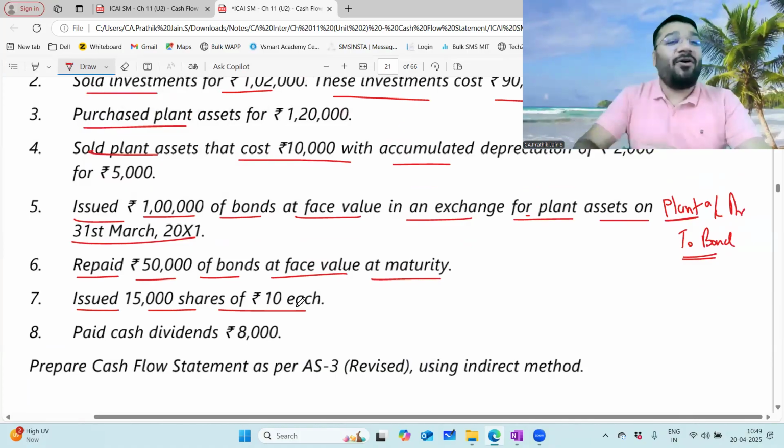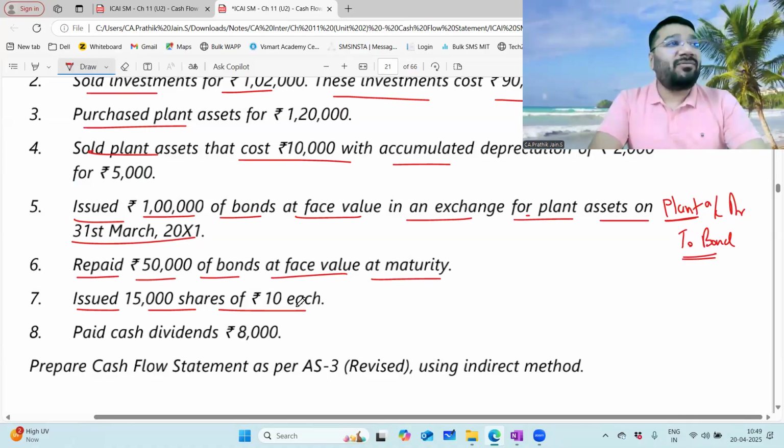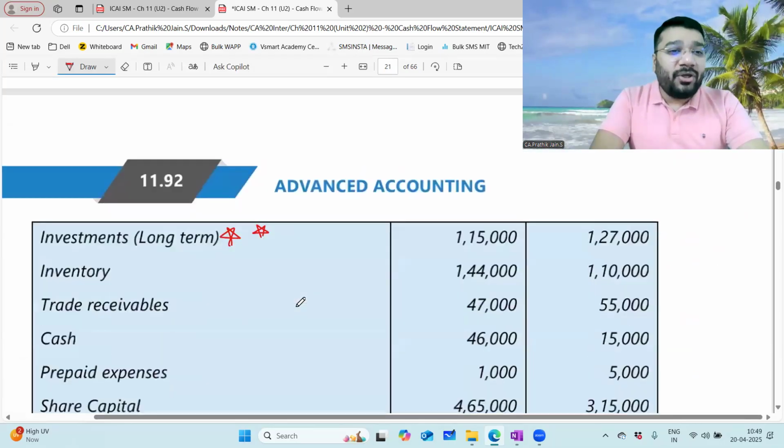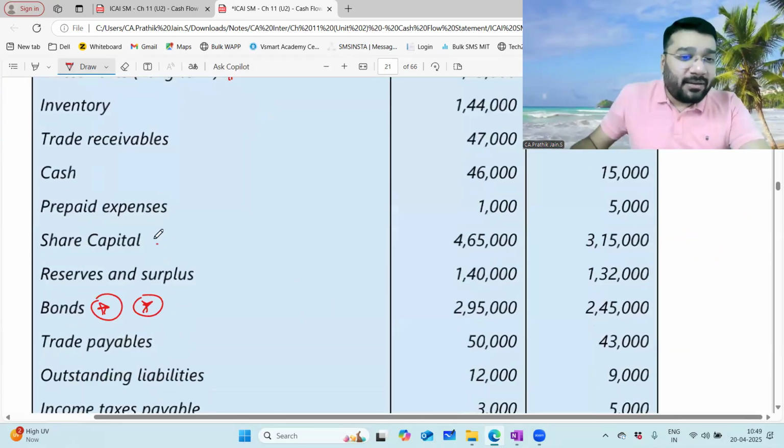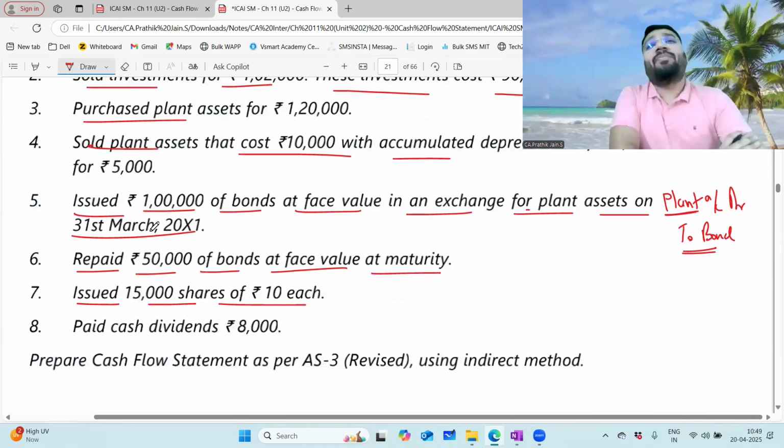Issued 15,000 shares of rupees 10 each. Manisha, what do you say? It's a financing activity, a cash inflow of the financing activity. So come to your equity share capital. Here, I'm putting one star mark. Okay. Paid cash dividend rupees 8,000.